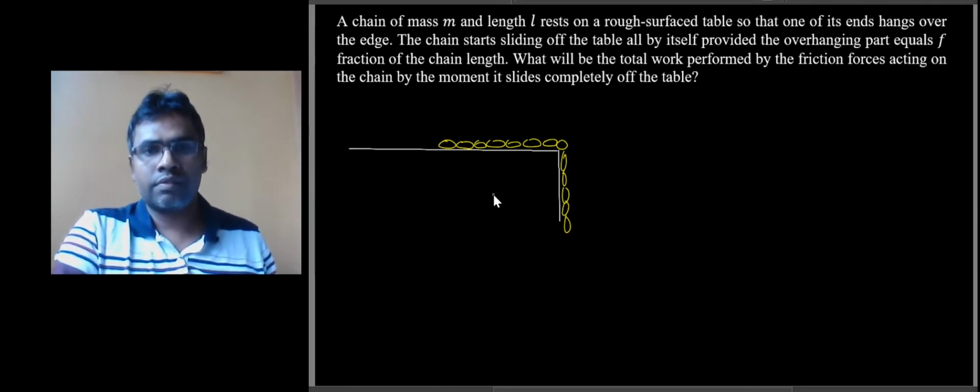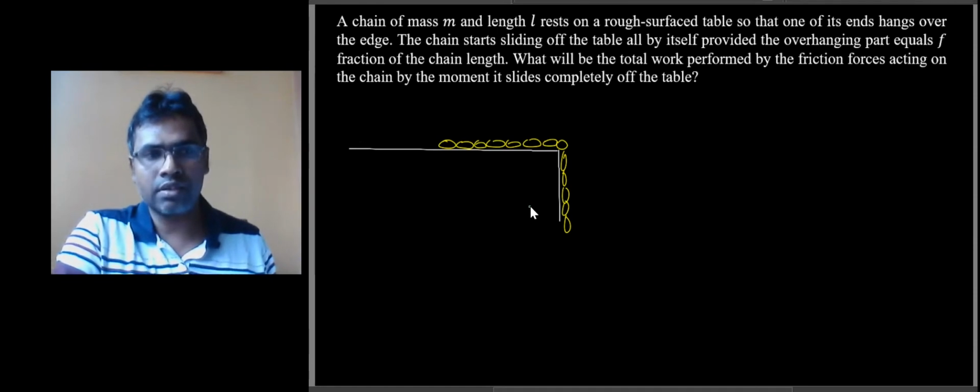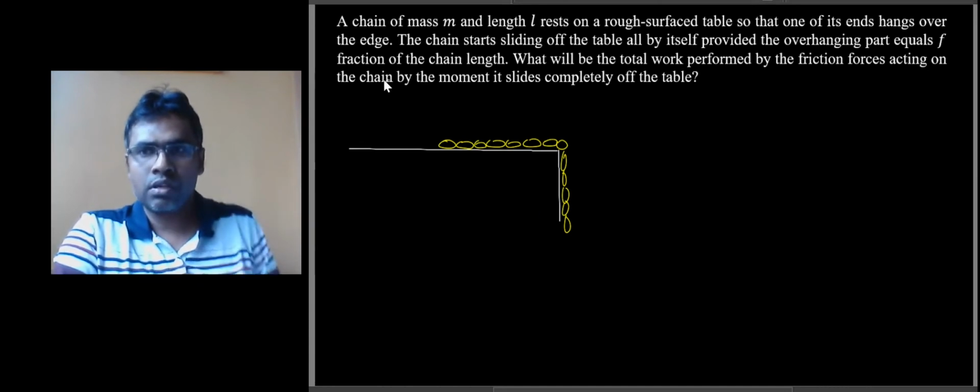If you realize, the friction force is varying here because the length of the chain on the table is decreasing. If the length of the chain decreases, the normal force supported by the table decreases, so the friction force will decrease. So here the most important skill is to set up the required function and then integrate it. So let us go over the process here.